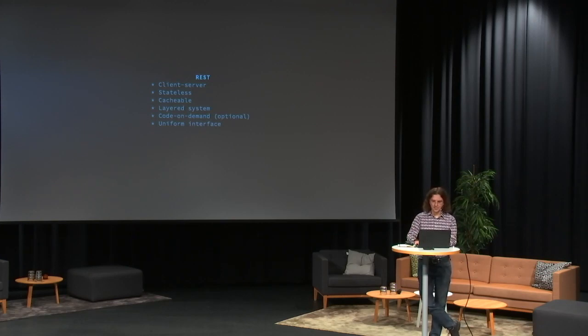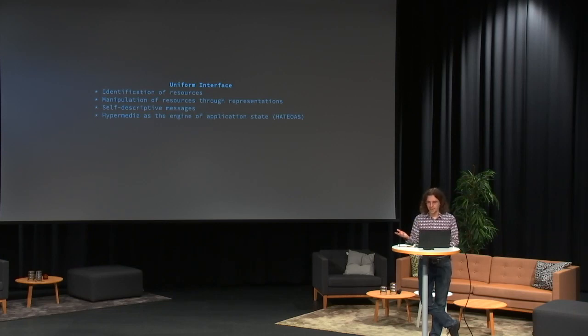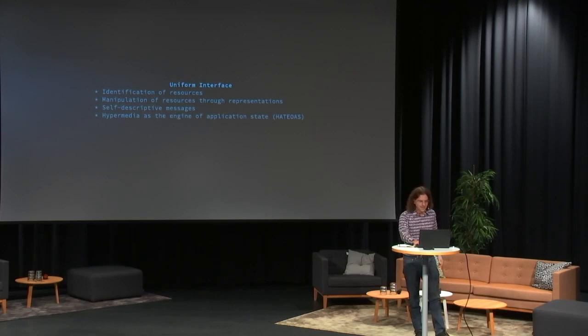And finally, there's the uniform interface. The uniform interface means that resources are individually defined, identified, and addressable. Those resources can be manipulated by altering the representation of them. Messages should be self-descriptive. That means they contain enough information for clients to process them. As an example, MIME type. And then this thing called hypermedia as the engine of application state, or HATEOAS, I don't know how you pronounce that. Hypermedia as the engine of application state.